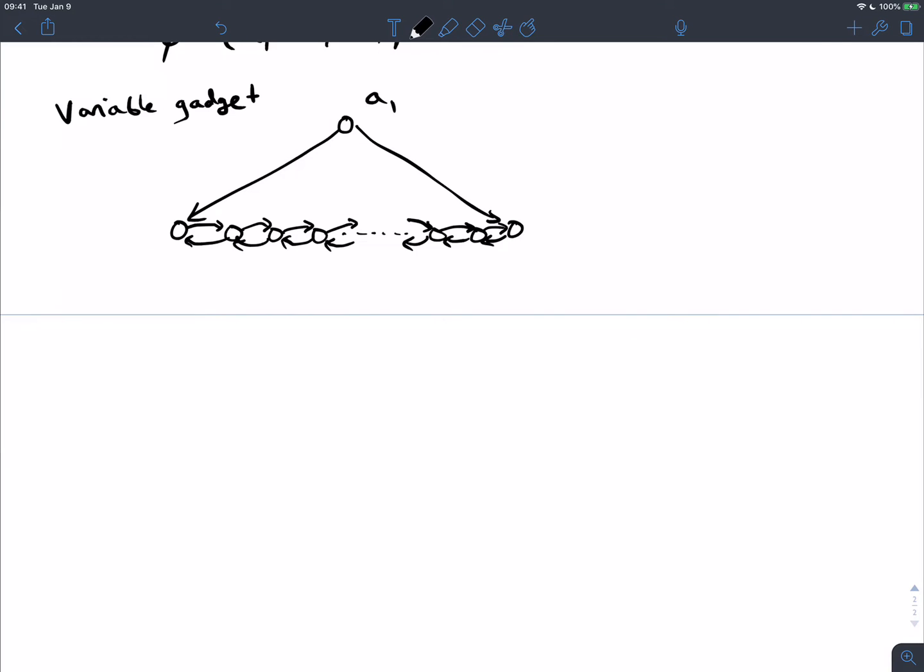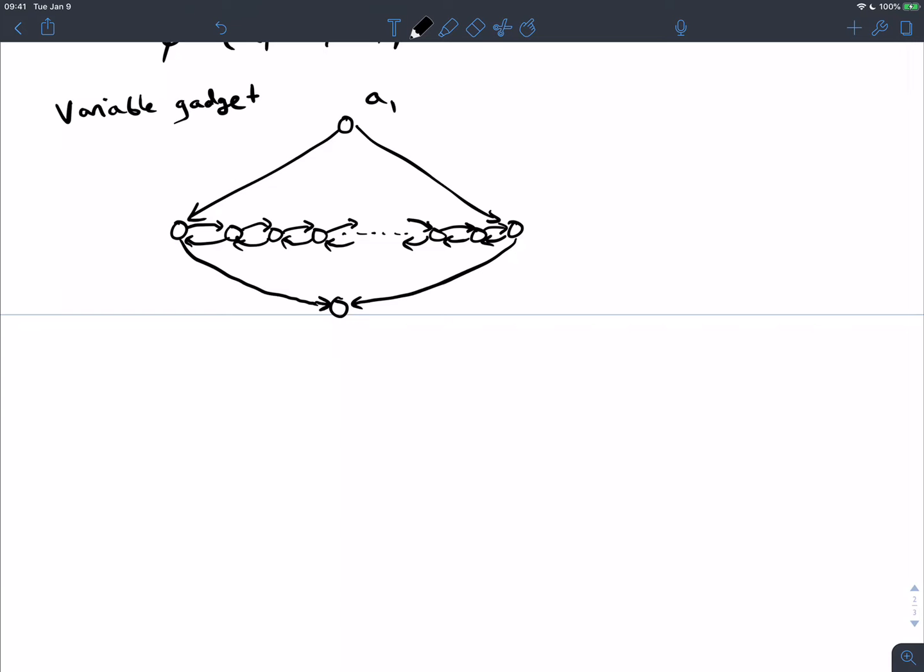And then at the very end, the two end vertices are going to have two more directed paths coming down to a central vertex below them. So I'm going to have a vertex down here, path there, path there. Okay? So this is a variable gadget. And I'm going to make one of these for every variable in the formula.